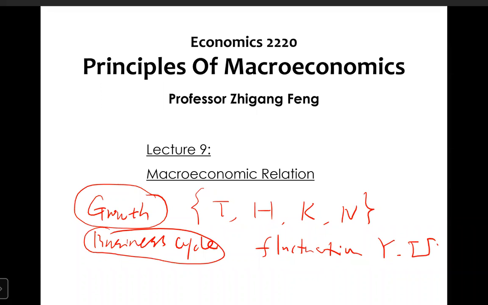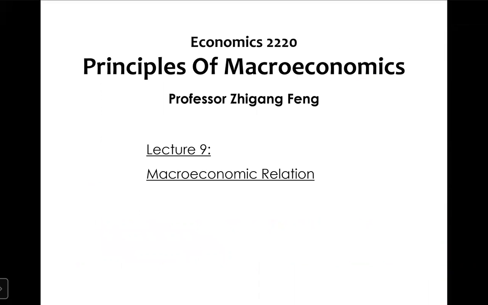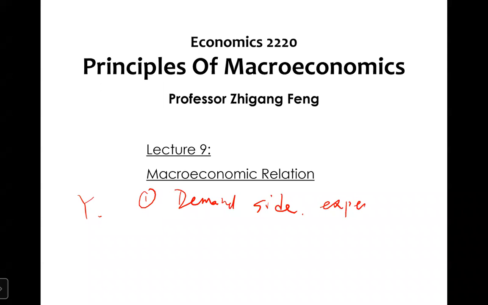Furthermore, in terms of the business cycle, where do we start? The first thing we're going to learn is what determines Y. When we talk about the business cycle, it's probably short term. And in the short term is how we're going to understand the determination of Y. First, we are going to start with the demand side, meaning we are going to focus on expenditure.